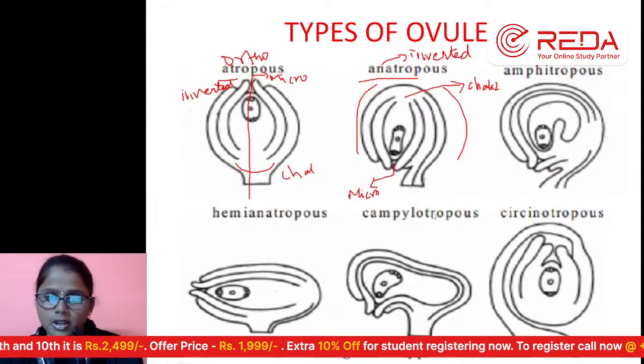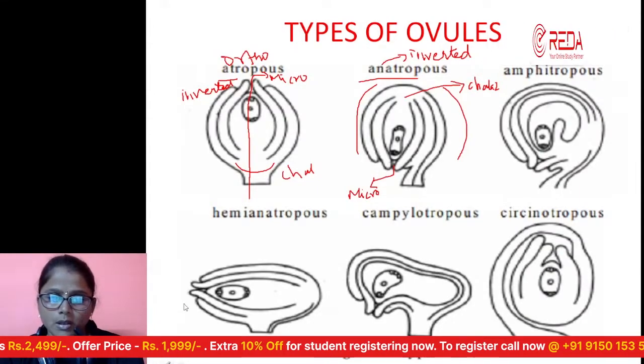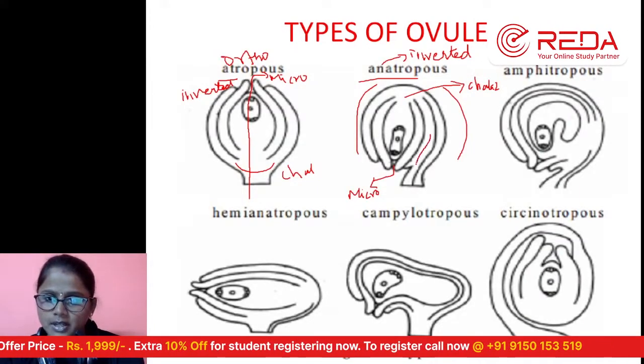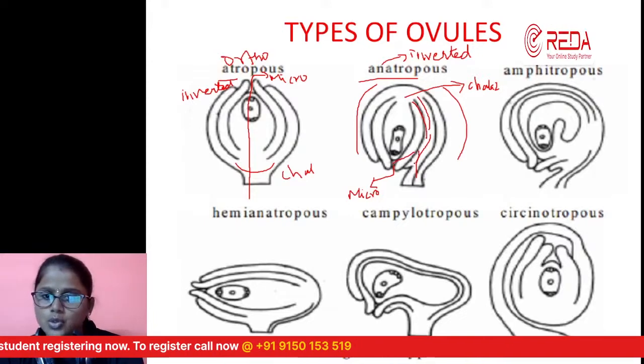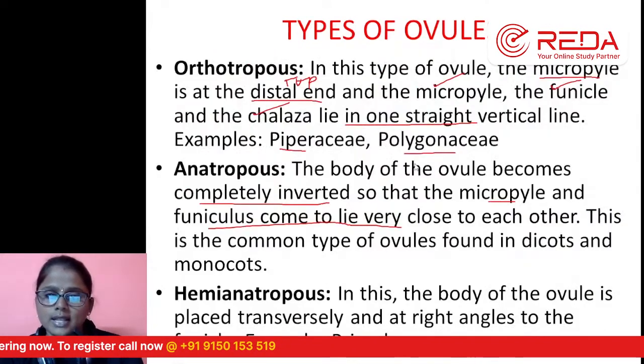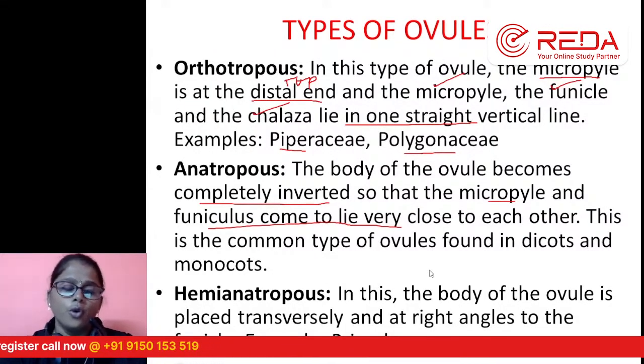So here the funicle is present, here the funicle is present, and you can see that the chalaza, micropyle, everything are close together. So that's why they are called an anatropous type of ovule.